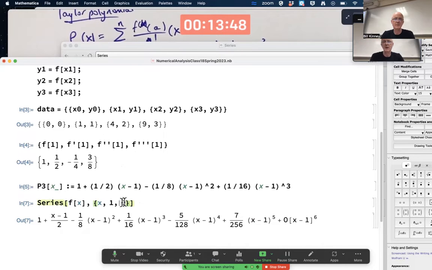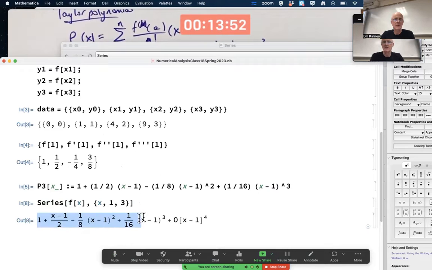There we go. We don't need to go up to the 5th degree. Let's go up to the 3rd degree. Check this over. Compare it with this. Yes, it looks right. What is that saying there? That's just saying the infinite series has higher order terms, 4th degree and higher. That is not a 0 there. That's a big O. Big O of x minus 1 to the 4th means all the other terms are x minus 1 to the 4th power and higher degree. So we have a match.